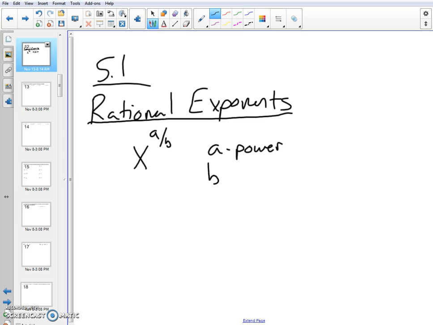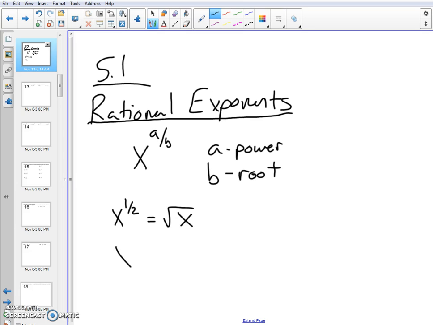B then is actually something you've seen before, but just never written this way. B is the root. So think about square root. This means that x to the 1/2 power is equal to the square root of x. So this is asking me what number do I have to multiply by itself twice to get x.